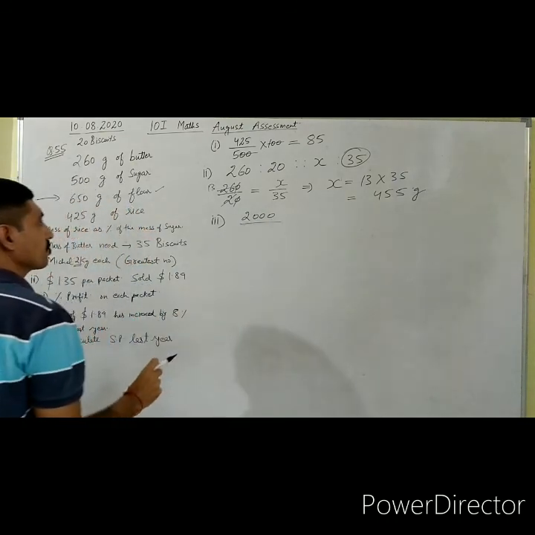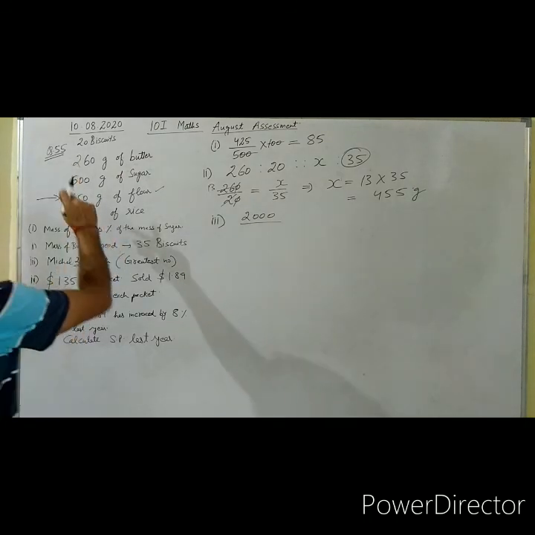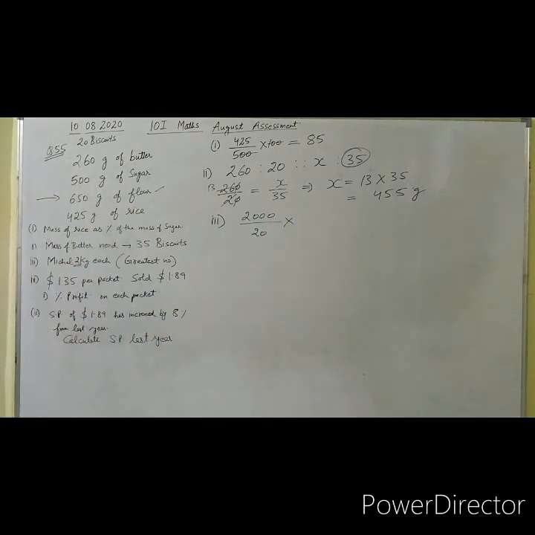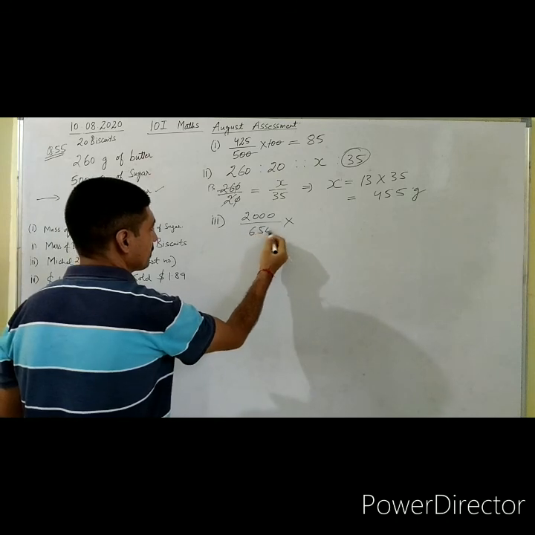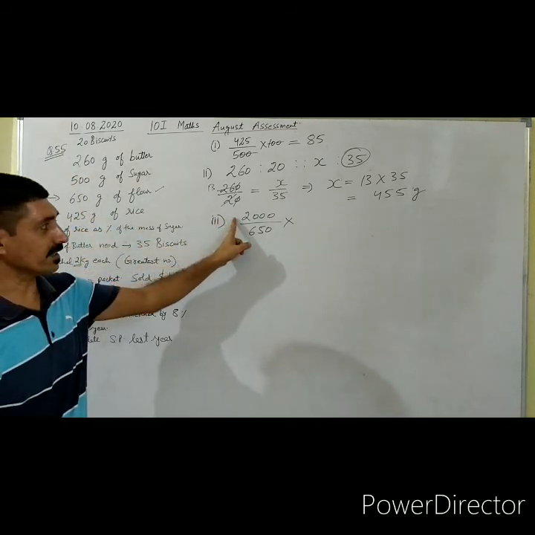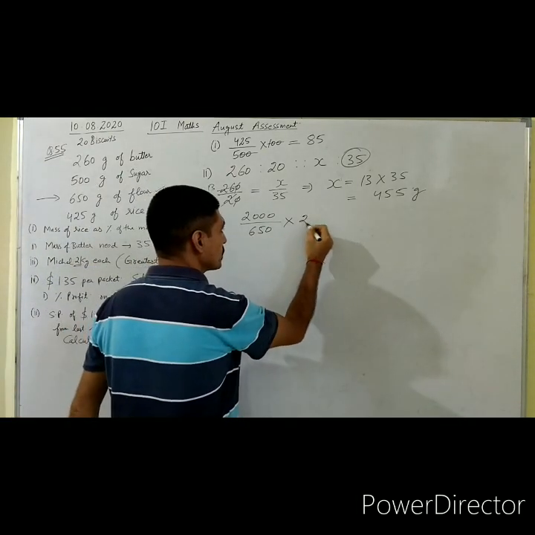Divided by the amount for 20 biscuits, right? And here we have the flour, its proportion, that is 650, because the maximum amount of thing required to make a biscuit is flour here. The rest are 500, 260, which are less. So here 2000 grams upon 650, multiplied by 20.